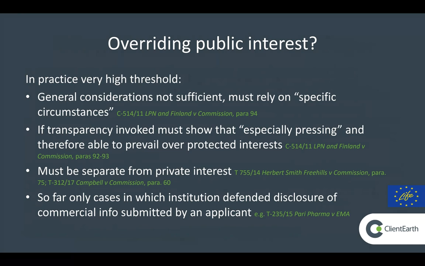So in practice, the only time this has been applied so far, at least and confirmed by the court, was when an EU institution actually wanted to disclose information that had been communicated to it by a third party. Sorry. So the only case we have is where, for instance, the European Medicines Agency has received information from a commercial undertaking, and then it wants to disclose some of that, and then the undertaking argues that some of it is commercial information, then the institution may say, well, there's an overriding public interest here to disclose this. But there has never been a case where an applicant has successfully argued that the institution has failed to recognize that there was an overriding public interest. So it's just in practice very, very difficult.